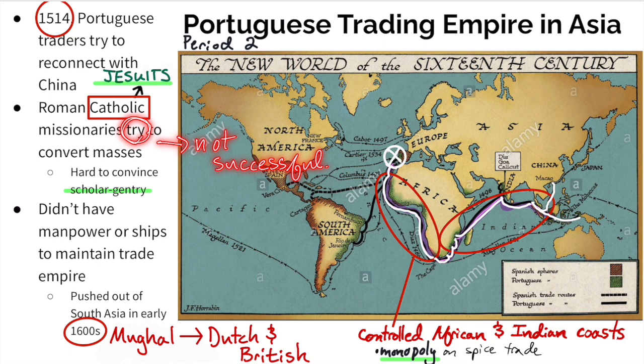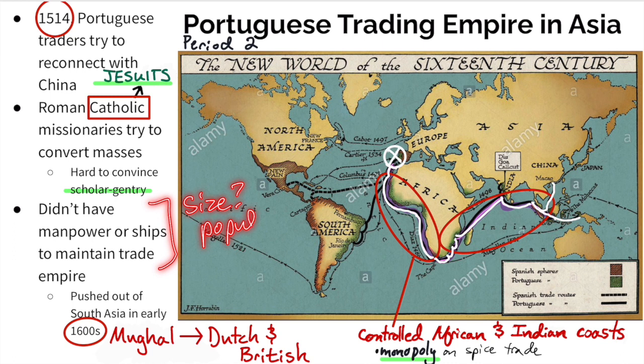Okay, so you don't see a widespread conversion event happening throughout China, even though the Catholics do try. Now, even though Portugal is the first one to establish this maritime empire, they're not going to be able to hold on to it for long. One of the major factors being the size of Portugal. They are not going to have the population, the manpower, or the amount of ships to control an empire of this scale. And other countries are going to start surpassing them.